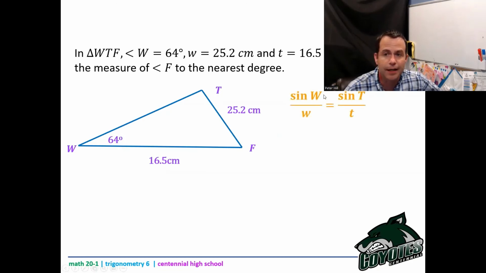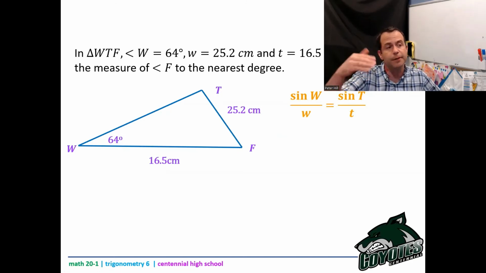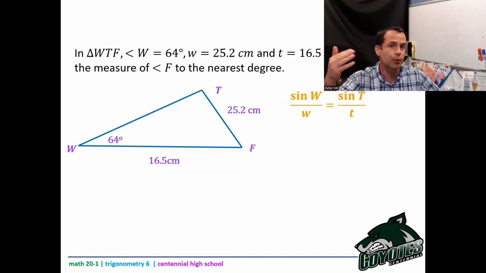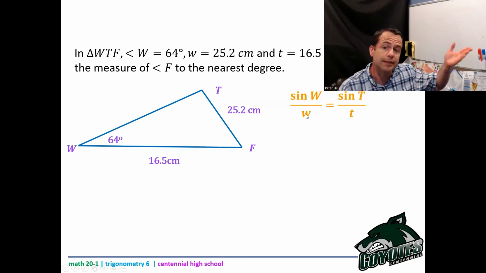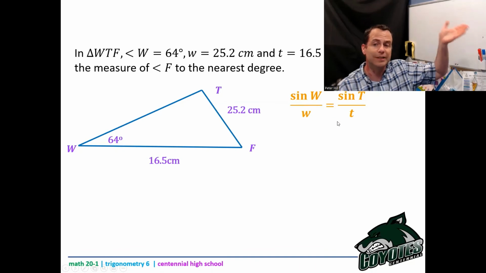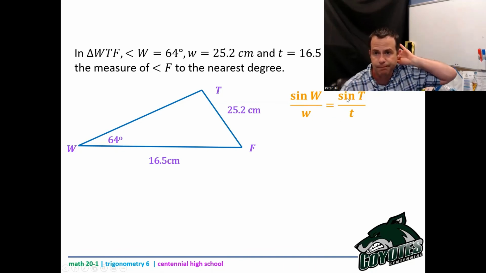I've got sine of W over W. By the way, I said this earlier, but just to reiterate, sometimes you'll see this written as W over sine W. That's totally okay too. This whole thing can flip, okay? It's just wherever the angle is, if it's on the top or on the bottom, it should be on the top or on the bottom of both of them, okay? So I could have just as easily said W over sine W equals T over sine T. That would have been the same thing, okay?